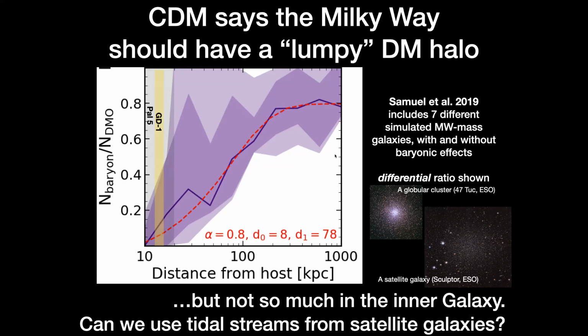If you go further out, you don't have streams from globular clusters, which are very dense, and so they need to get further in for tides to disrupt them. But you do have streams out there from satellite galaxies, which are less concentrated. And so what we've been trying to understand is whether you can use these.